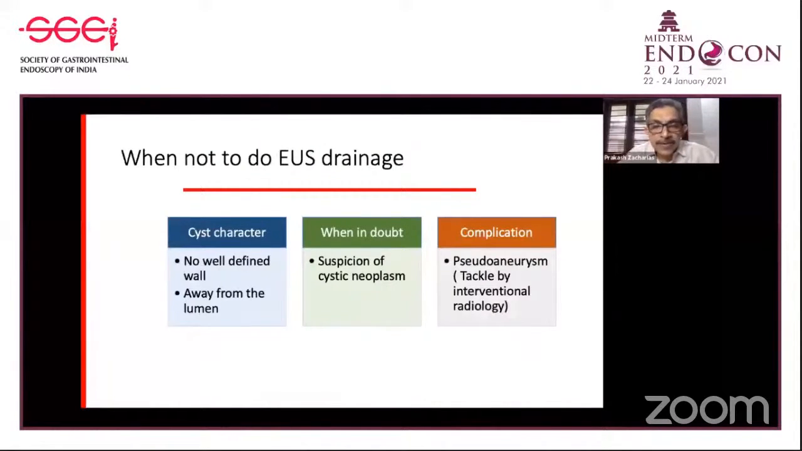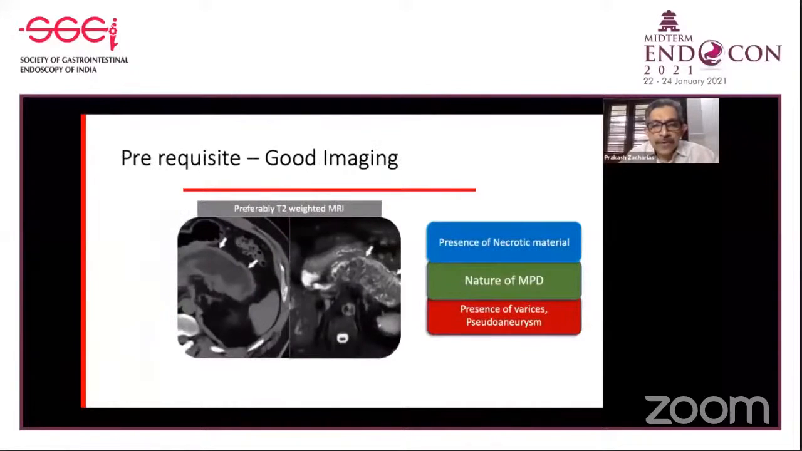While talking about intervention, we should also know when not to do EUS drainage. If the cyst character is not well defined, or if the cyst is away from the lumen and not accessible, one should not go for EUS drainage. If there is a doubt regarding the cyst, whether it is a cystic neoplasm, then you should confirm that before doing any procedure. If there is a complication like pseudoaneurysm, this should be tackled by interventional radiology before embarking on EUS drainage. The prerequisite for EUS drainage is a good imaging modality.